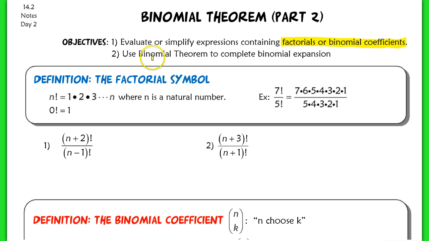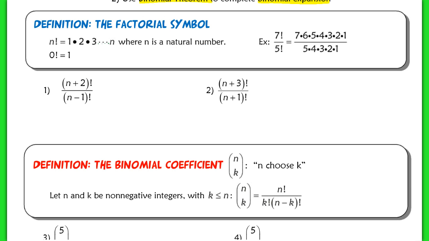instead of using Pascal's triangle, we are going to now use the binomial theorem to complete binomial expansions that we were previously using Pascal's triangle to do. So let's start by reviewing the factorial symbol notation.